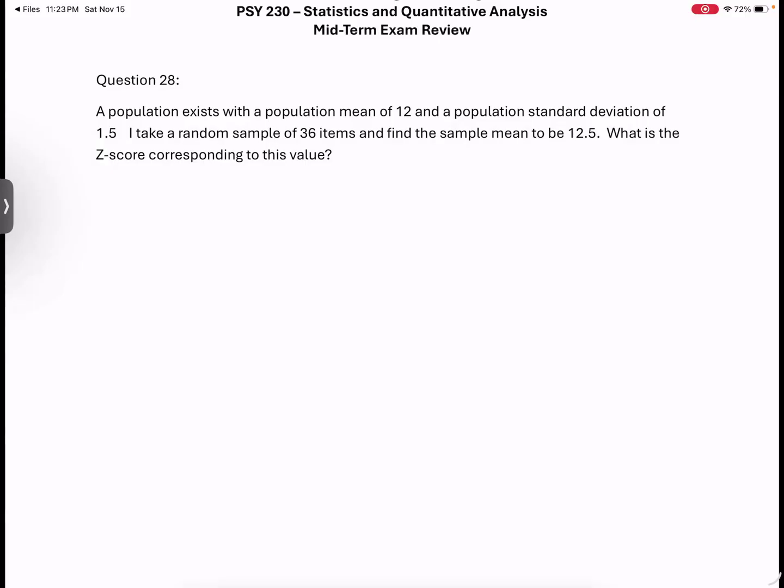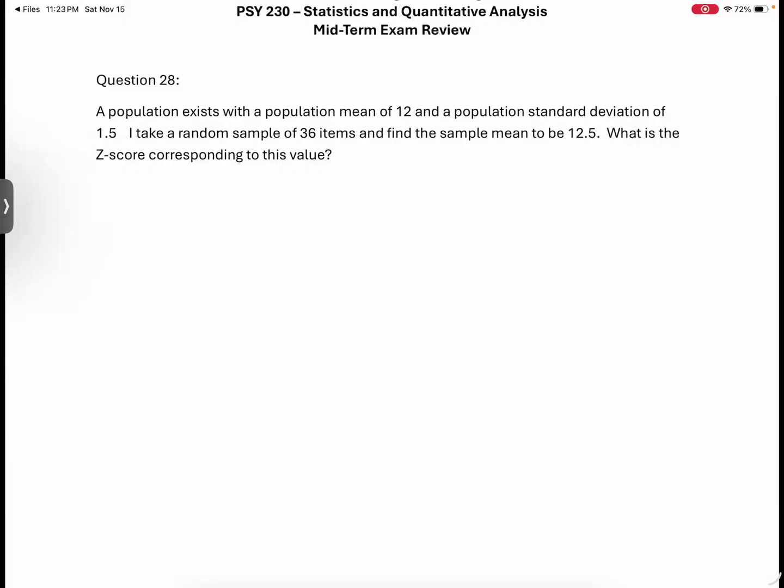Let's get at it. The problem reads, a population exists with a population mean of 12 and a population standard deviation of 1.5. Okay, mean, standard deviation, so there's a normal curve somewhere. I take a random sample of 36 items, and find the sample mean to be 12.5. What is the z-score corresponding to the value?